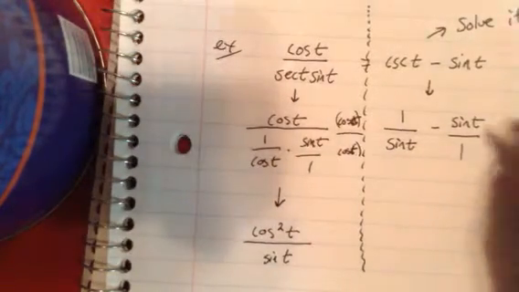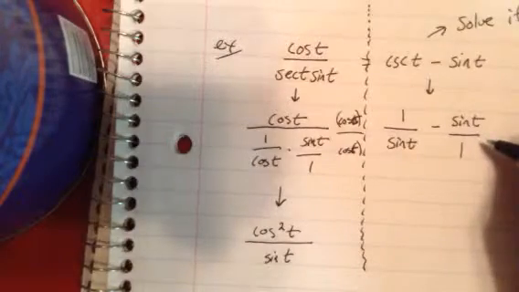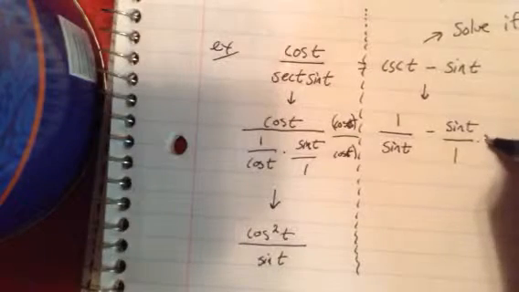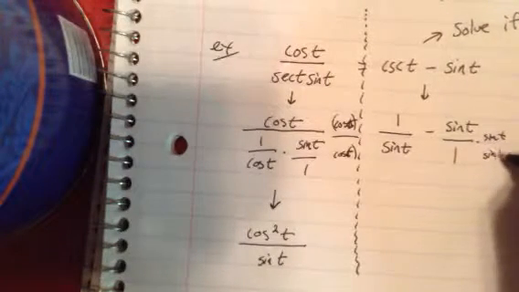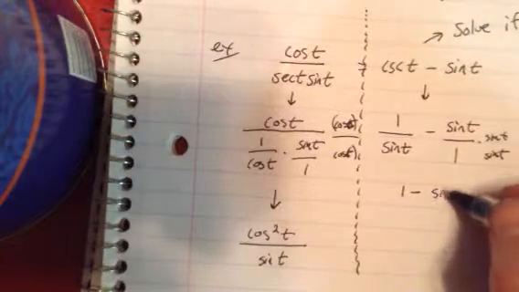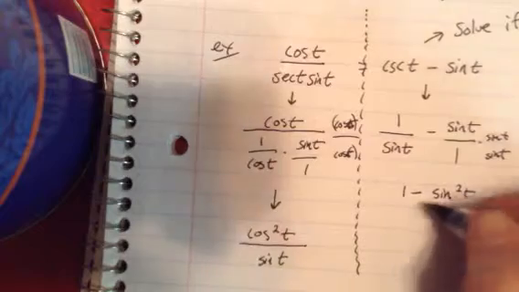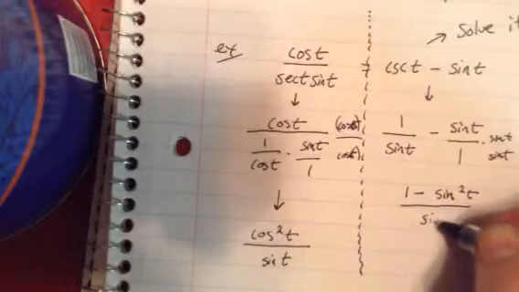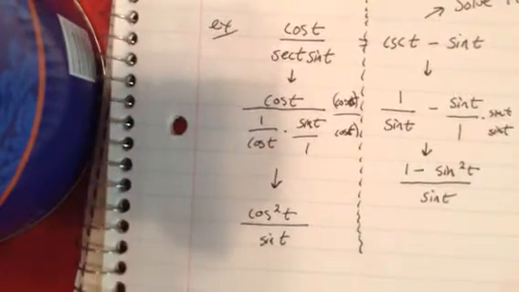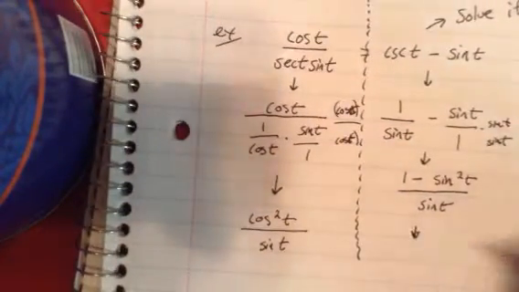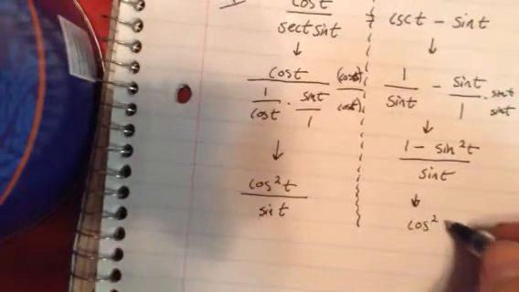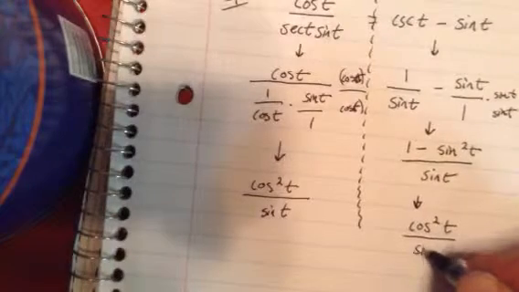Alright, well I can try to add the fractions. I need a common denominator to add the fractions. So this is going to be sine of t over sine of t, and we're going to get 1 minus sine squared of t over sine of t. Okay, well that 1 minus sine squared, hopefully by now, is having you go look for the list. 1 minus sine squared becomes cosine squared of t over sine of t.